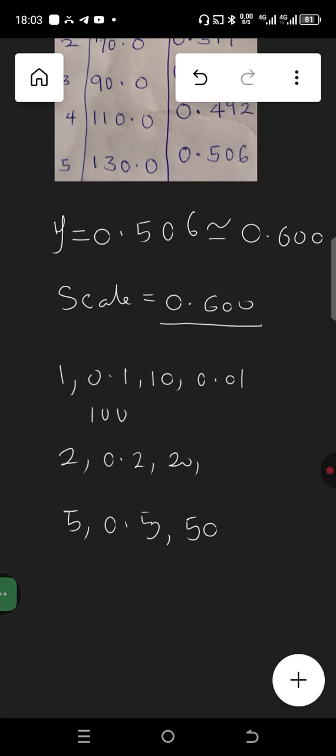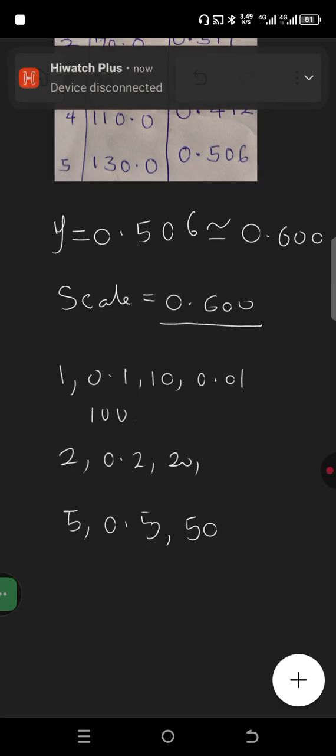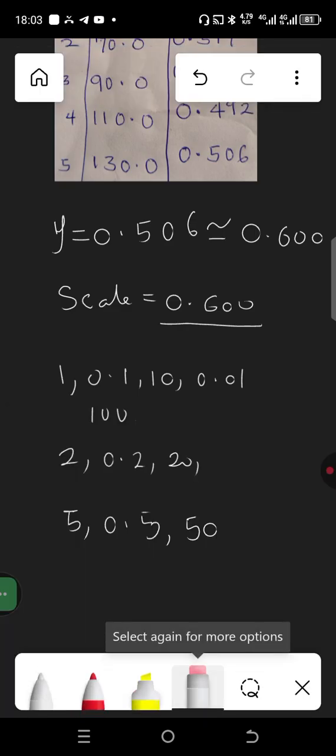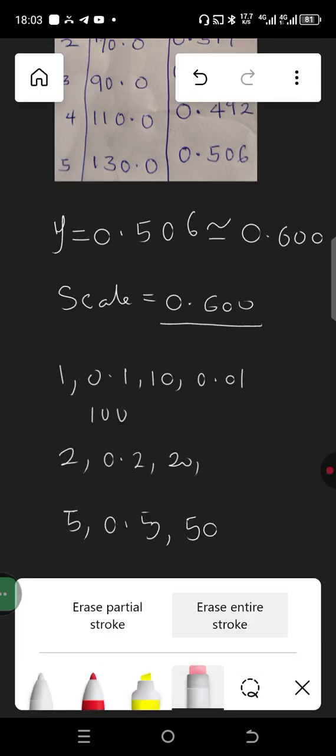Now the same thing that is applicable to 1 is also applicable to 2 and to 5, meaning the only three known non-zero digits that are expected to be seen in your scale are 1, 2, and 5. If they must combine with any other digit, it has to be 0. Now, if that is well understood, let's quickly determine the scale for the y-axis.